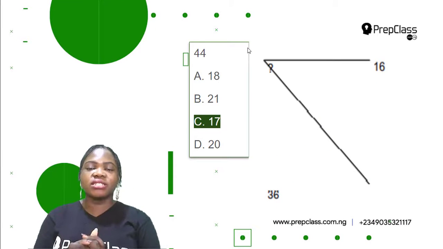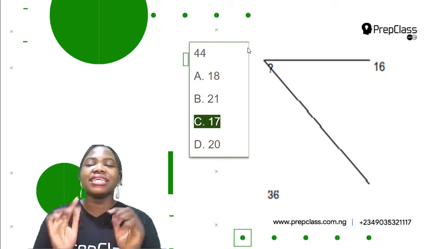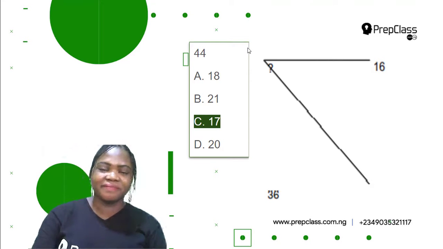So which of the options is correct? A is 18, B is 21, C is 17, D is 20. So the correct option is C, 17.